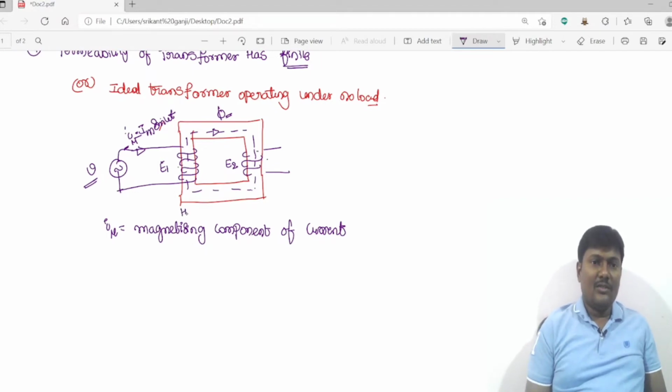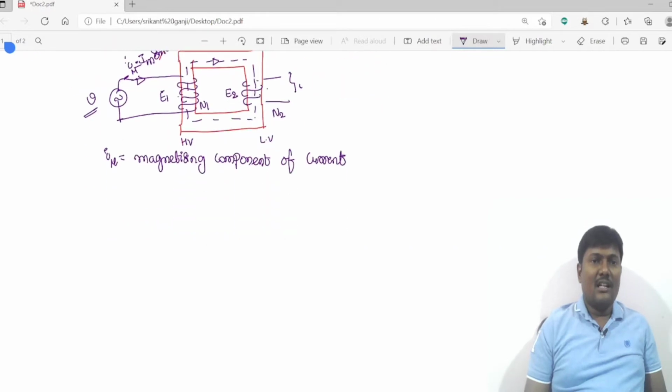So this is the HV winding and this one is the LV winding. The primary winding has N1 turns and the secondary winding has N2 turns. This is under no load condition, meaning the secondary is not loaded; it is under open circuit condition.